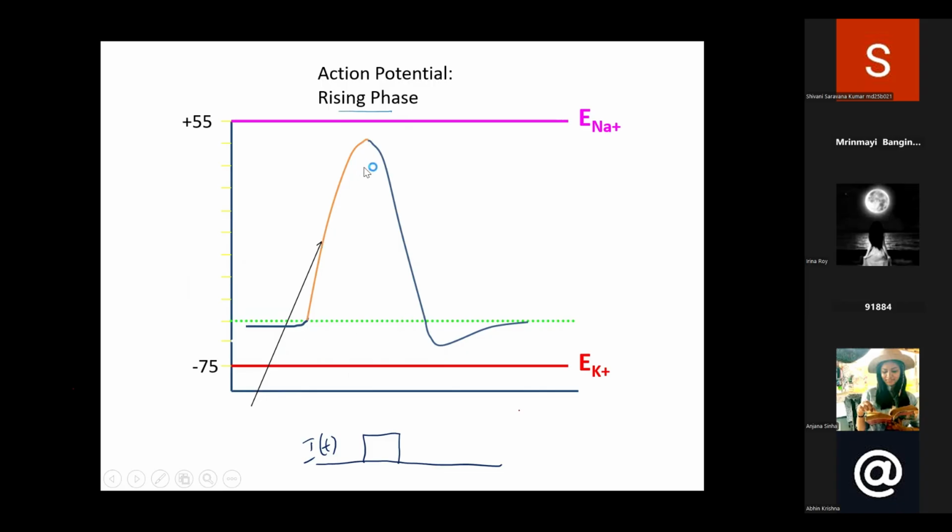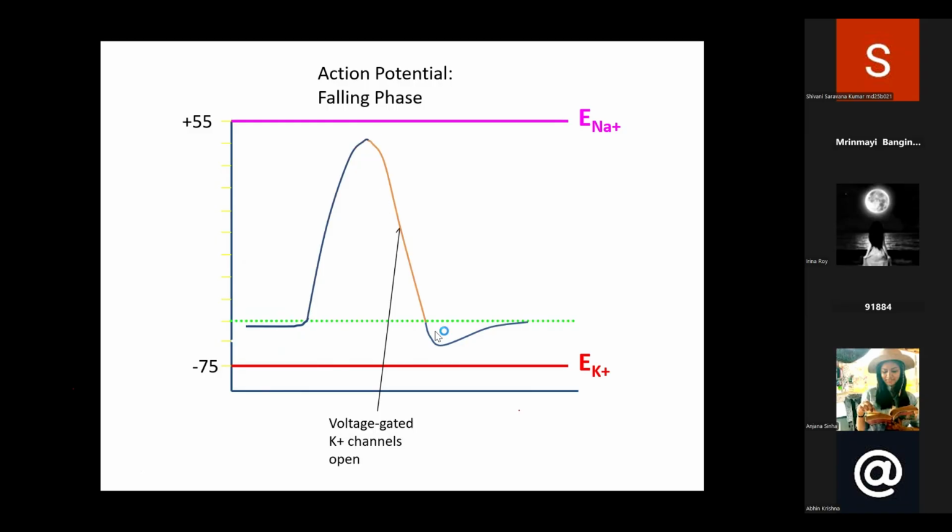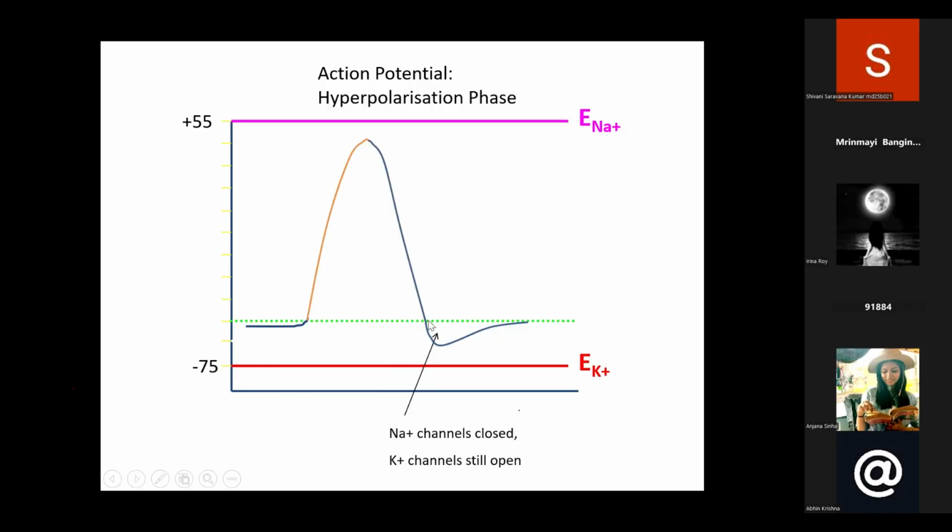So that's how the action potential is generated. This rising part of the action potential is called the rising phase. The voltage is going up towards positive values. After that, it goes down. That's called the falling phase. And as it falls, it not only goes back to the resting state of -70, it even goes below that.